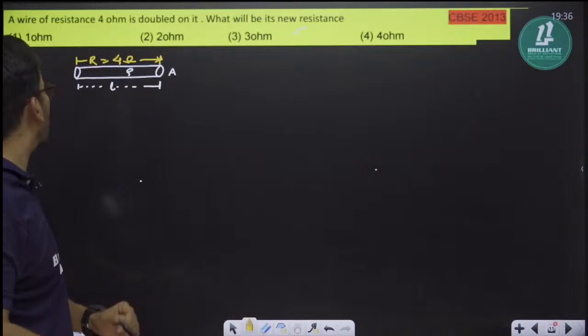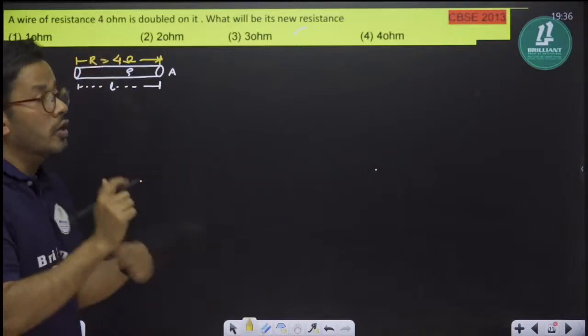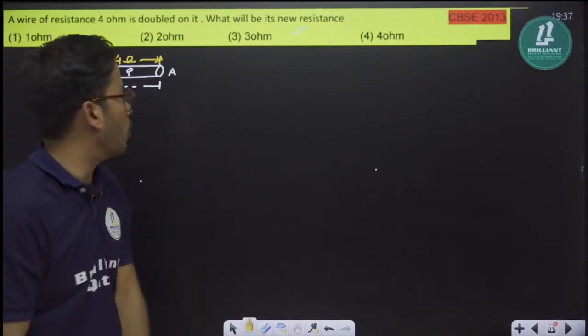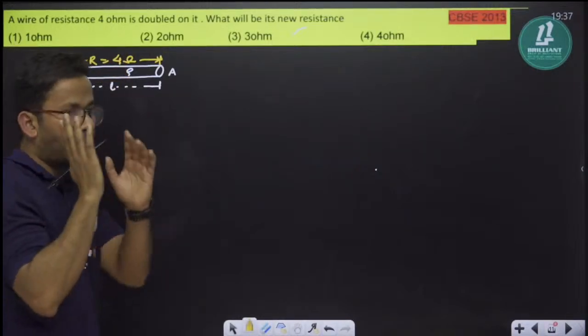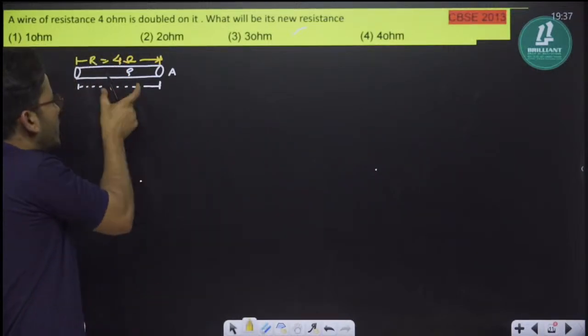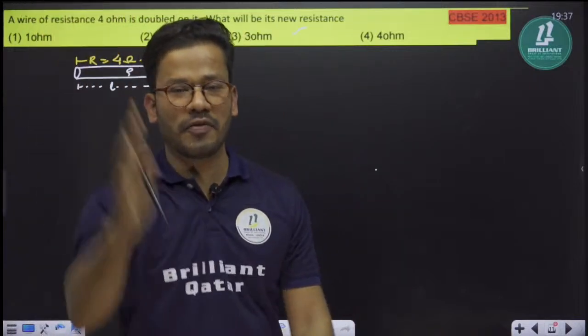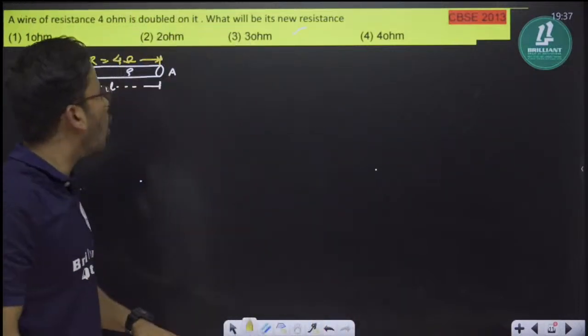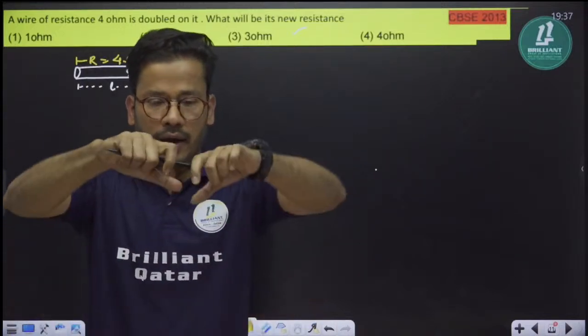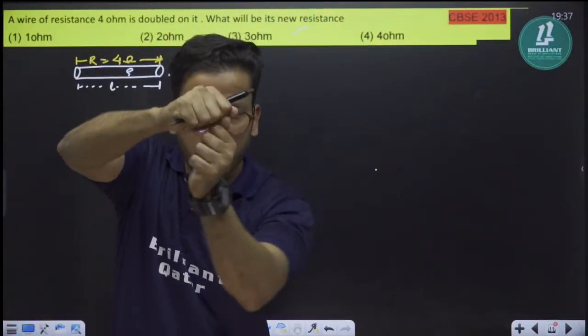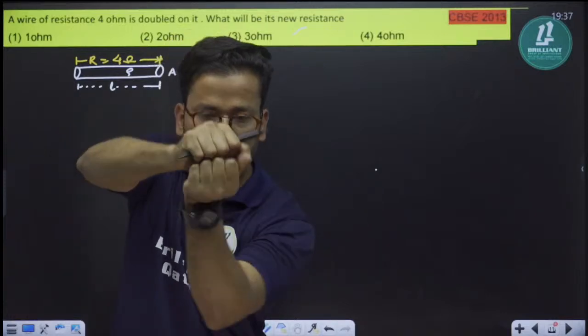This is the first part of the question, a wire of resistance 4 ohm. So here the R value is 4 ohm, clearly visible. I have taken length as L, area as A, and resistivity as rho. Perfect. Now what I did, I doubled it. That's what I was trying to explain. I took this wire like that and doubled it like this.